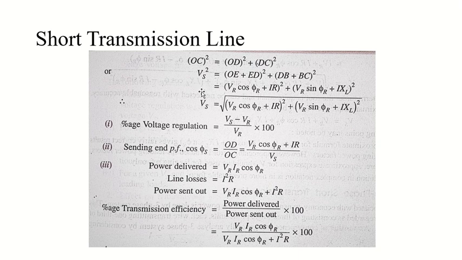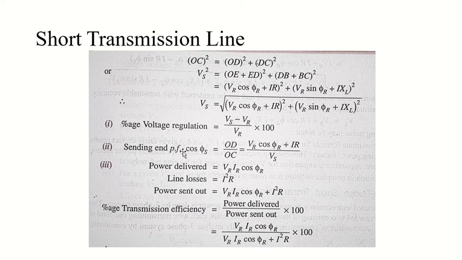And Vs was on the other side. So we wanted to find the value of Vs. So what will we do? We will simply take this square on the other side. So what will happen? It will be a square root, right? So Vs will be equal to the square root of (VR cos phi R plus IR) whole square plus (VR sin phi R plus I XL) whole square.